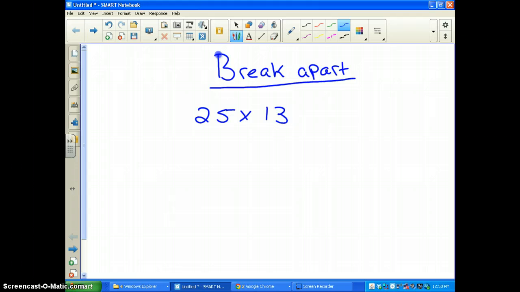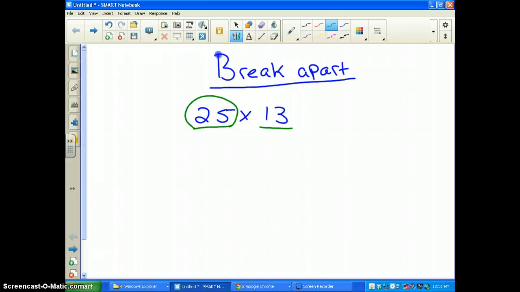So the break apart is really what it says it is. It's breaking apart a particular number. So you've got to pick one of the numbers to break apart, either 25 or 13. And it doesn't really matter. Either one works. You're still going to get the same answer, and I'm going to show you how. So let's today break apart the 25.